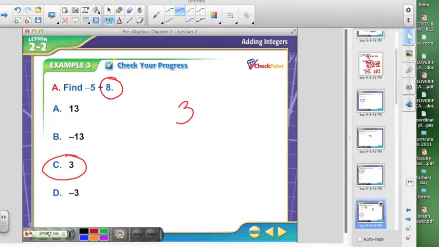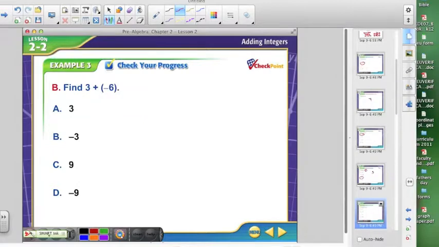Okay, you getting the hang of it? All right, here's another one. You try this one. 3 plus negative 6. All right, unlike signs, so I've got to subtract. 6 minus 3 is 3. Take the sign of the number with the largest absolute value. In this case, it's going to be negative 3. So negative 3 is my answer.